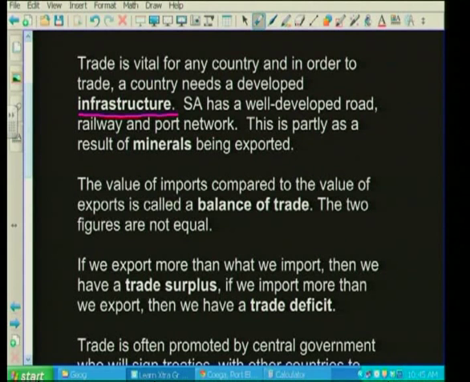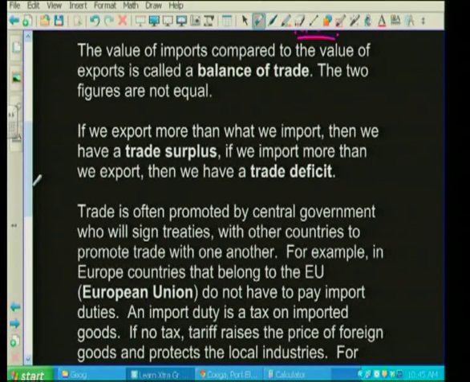We've just discussed that. And this is because, or as a result of, the minerals that South Africa is very big in exporting. Gold, diamonds, and all your platinum group minerals, or PGMs as they are known. So read up on that in your textbook and be familiar with all those various minerals that I'm talking about over there. The value of imports, how much money we make from importing materials, compared to the value of exports, is what we call the balance of trade.